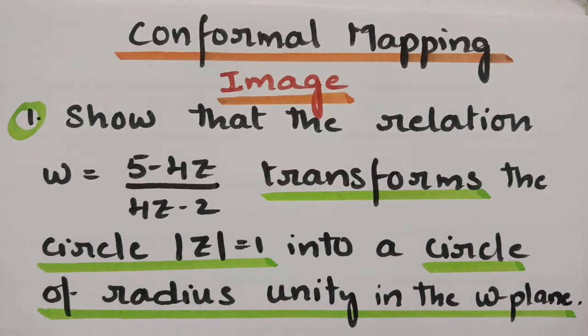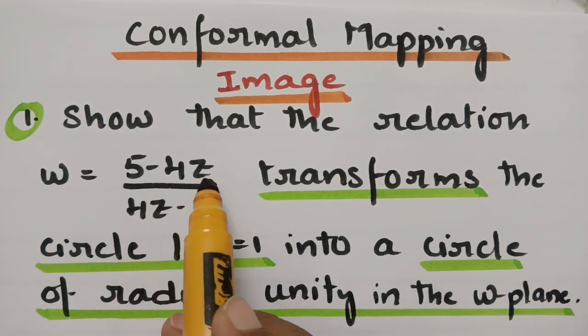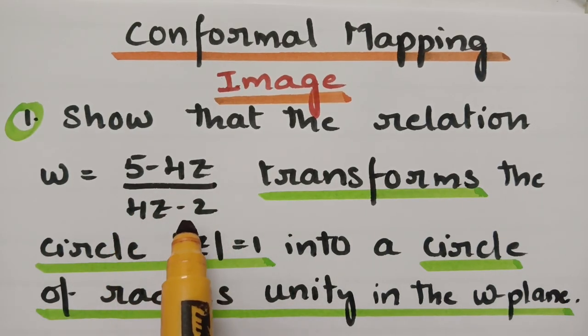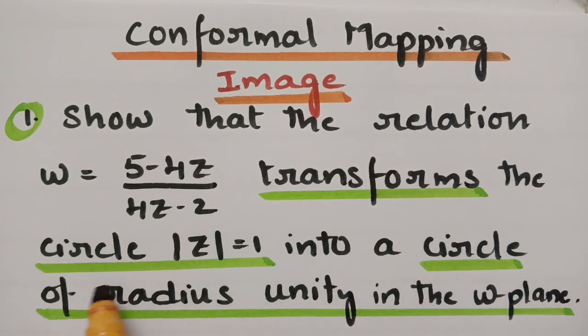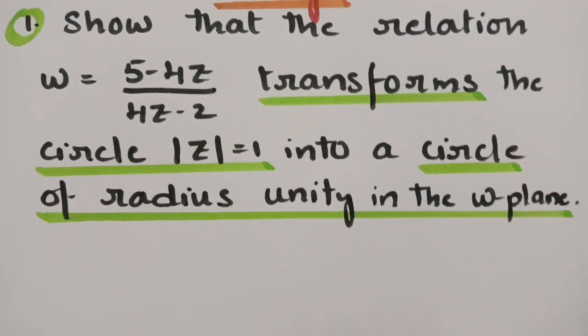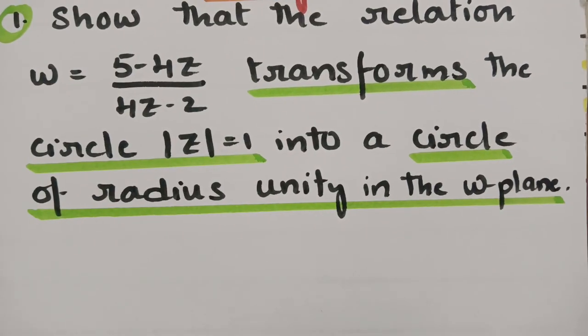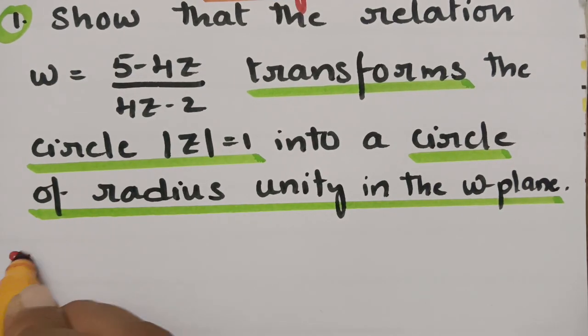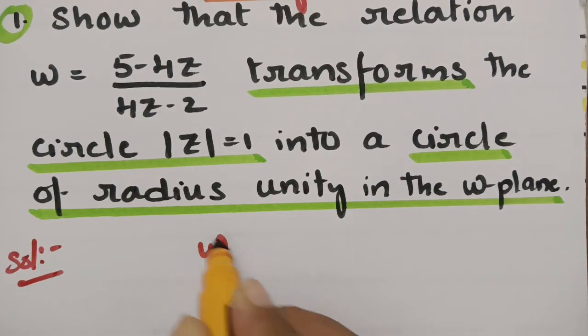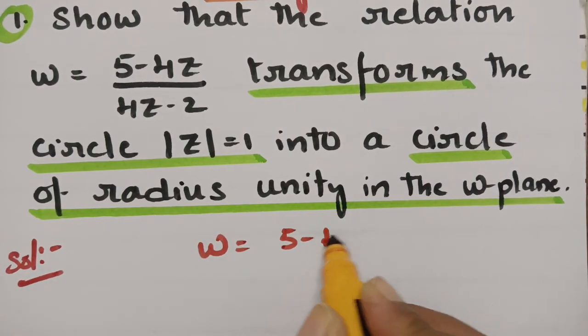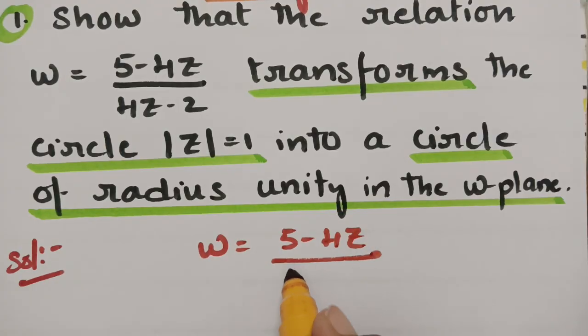Today I want to find the image for the given problem: w = (5 - 4z)/(4z - 2) transforms the circle |z| = 1 into the circle of radius unity in the w plane. See here, what is the relation given here? The relation is clearly given in the solution: w is given as (5 - 4z)/(4z - 2).